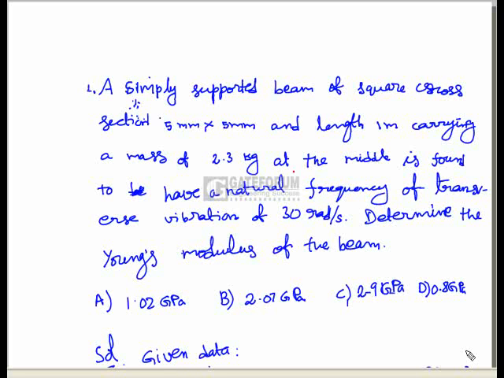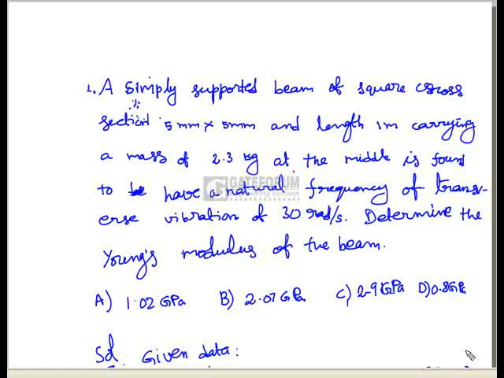A simply supported beam of square cross section 5 mm into 5 mm and length 1 meter carrying a mass of 2.3 kg at the middle is found to have a natural frequency of transverse vibration of 30 radians per second. Determine the Young's modulus of the beam, and the options are 1.02 gigapascal, 2.07 gigapascal, 2.9 gigapascal and 0.8 gigapascal.